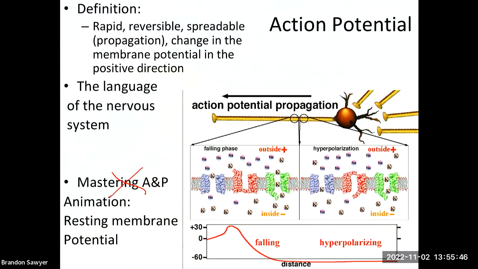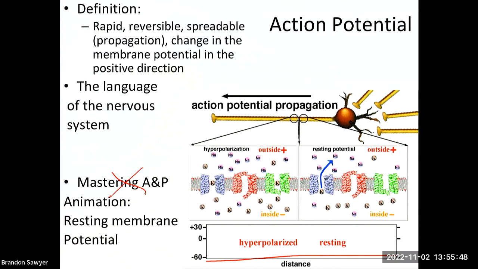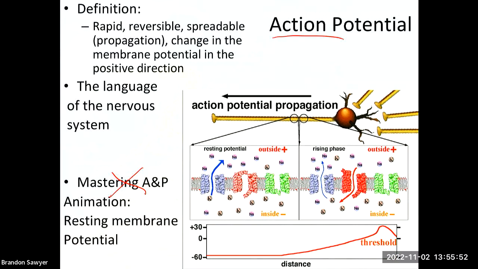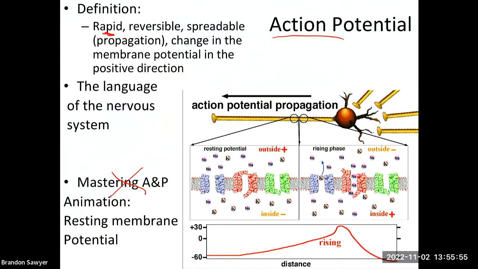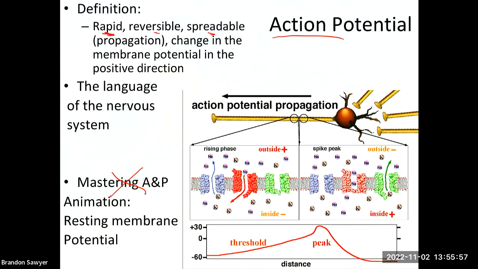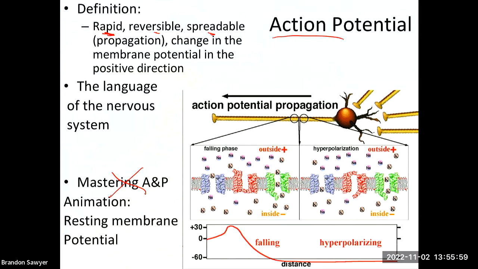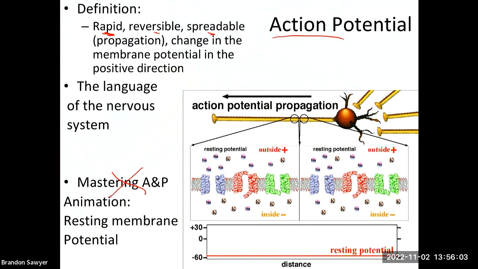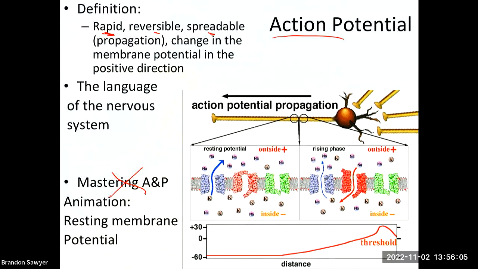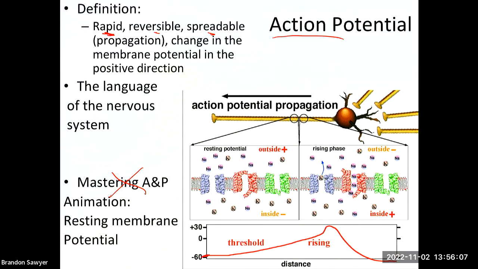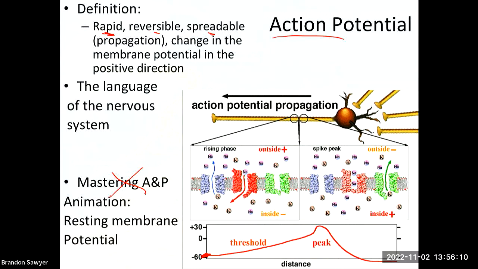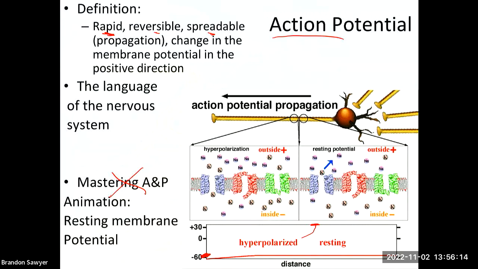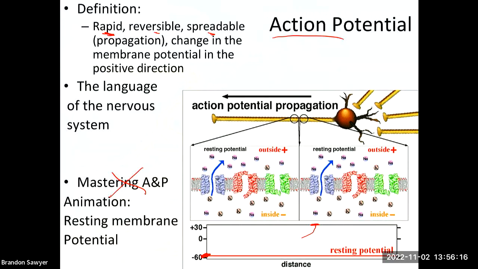But in order to have an actual signal being sent down a neuron or down a muscle cell, we get what's called action potential. Okay, so this is a very rapid, reversible, spreadable change in membrane potential in the positive direction. So we started at -70, right? And action potential goes up in the positive direction. Okay, we can kind of see that here. We're down here at the resting membrane potential, and it peaks up here at around positive 30. Right? And we'll look at all those steps later on. I think it's sometime next week we'll get into that.